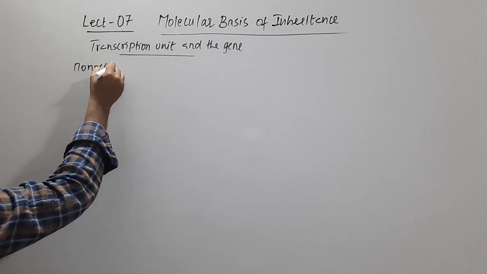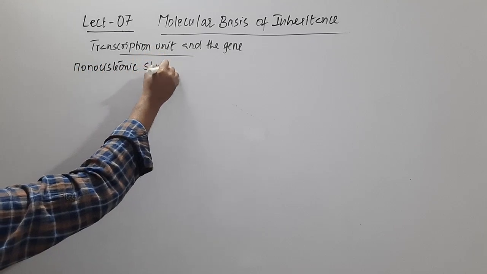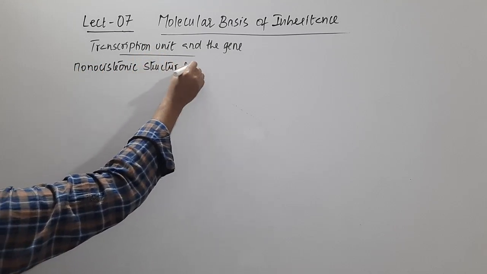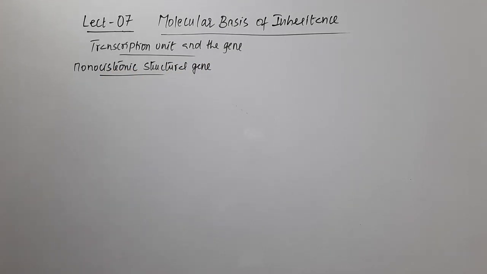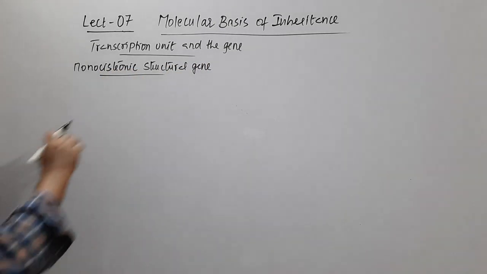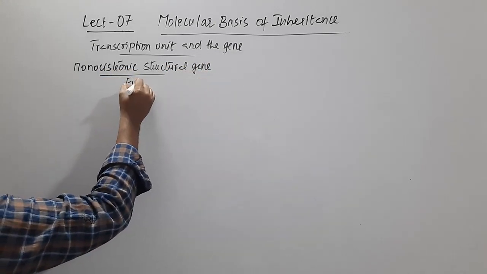Let's see about monocistronic structural gene. So, monocistronic structural gene. In this case, we will be seeing this in eukaryotes.